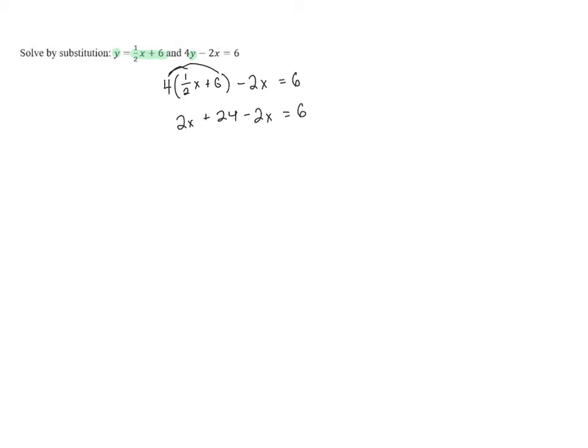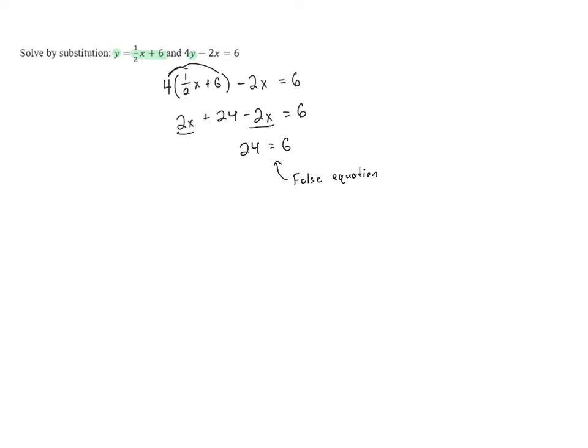Now, we can combine like terms on the left-hand side, but 2x minus 2x is 0. They go away. So all we're left with on the left is 24, and on the right, we're left with 6. And this is another one of those situations where the variable has disappeared, but unlike the last situation where we had a true equation, now we have a false equation. We have an equation that's never true. It's never true that 24 equals 6.